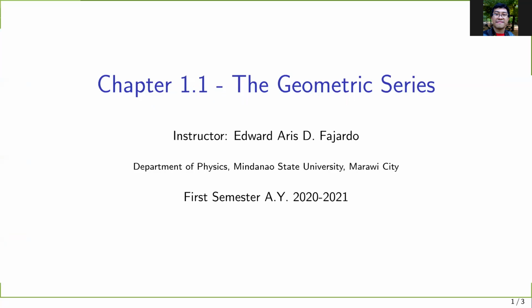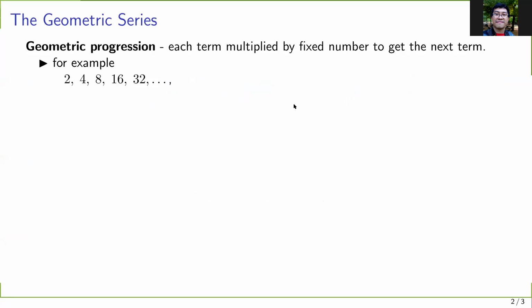Let us talk about geometric series. So a geometric progression is defined as a collection of terms where each term is multiplied by a fixed number to get the next term. For example, if you have 2 and then the next term is 4, 4 is derived by multiplying 2 with 2.